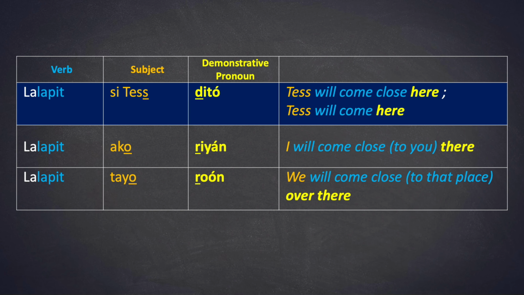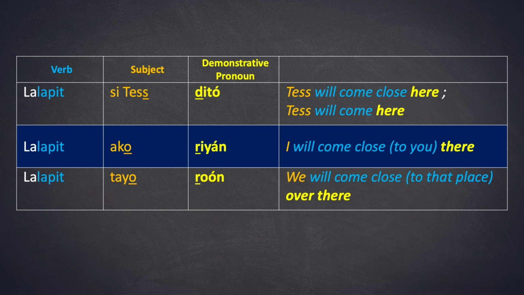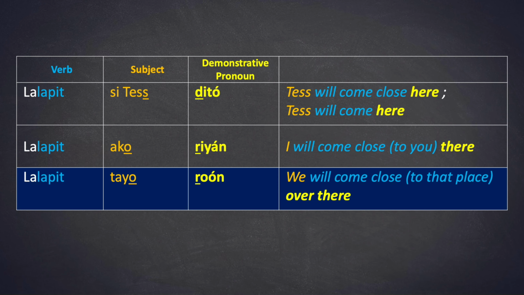Lalapit si Tess dito. Tess will come close here or Tess will come here. It is dito because the word before it, Tess, ends in a consonant. Clear? Moving on. Lalapit ako riyan. I will come close to you there. Lalapit tayo roon. We will come close to that place over there.